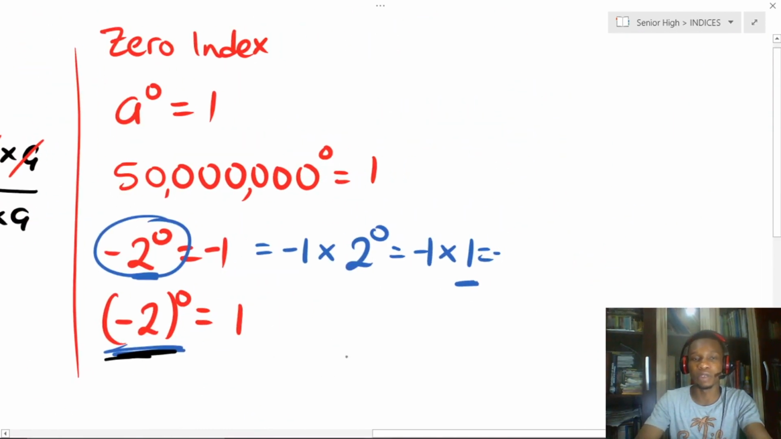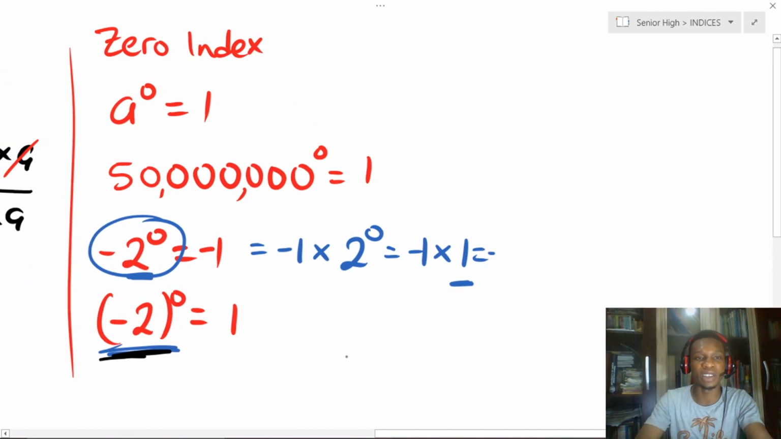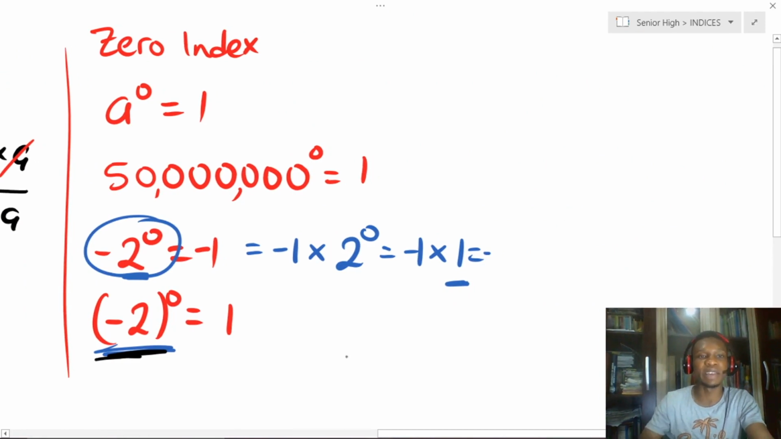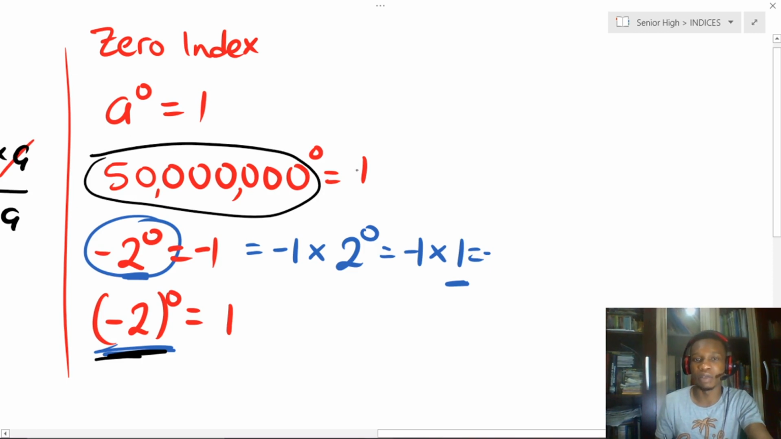We then further went on to talk about the zero index law. And the zero index law, we said that any number raised to the power of 0 is 1, but we give a clause that that number must be bounded by the raised to the power of 0. So for this to happen, like now, this is 50 million raised to the power of 0. It means that everything here is bounded by 0, and that gave us 1.